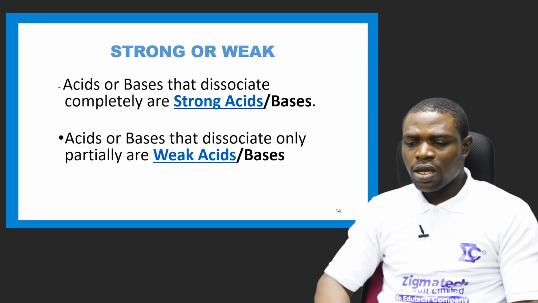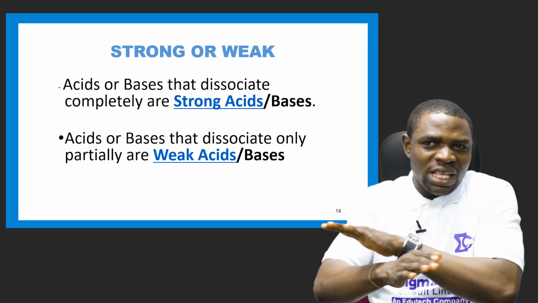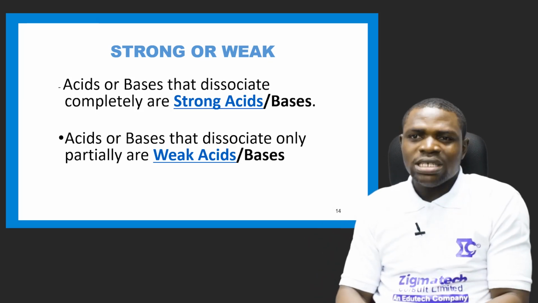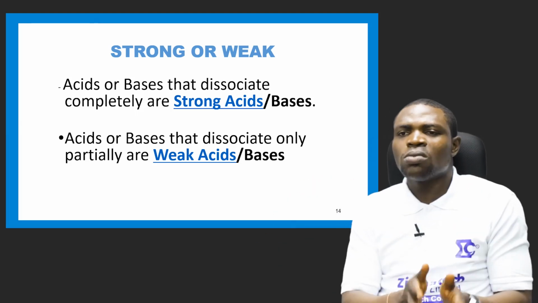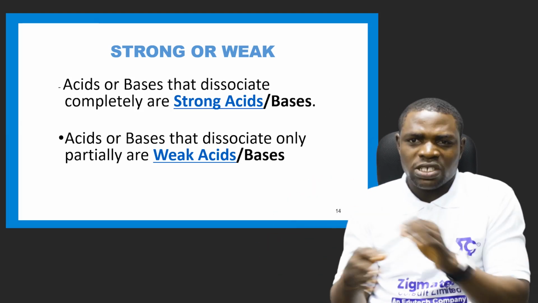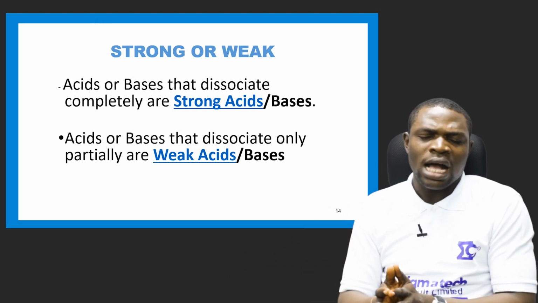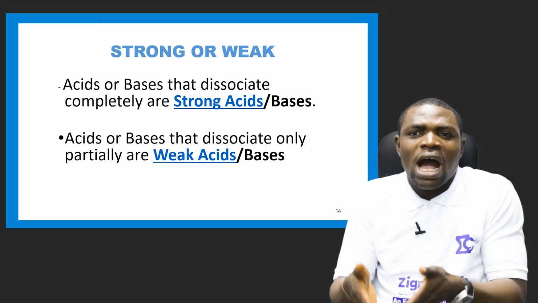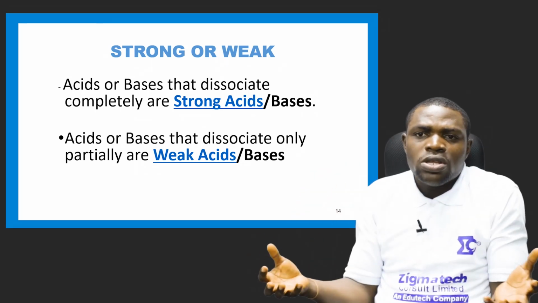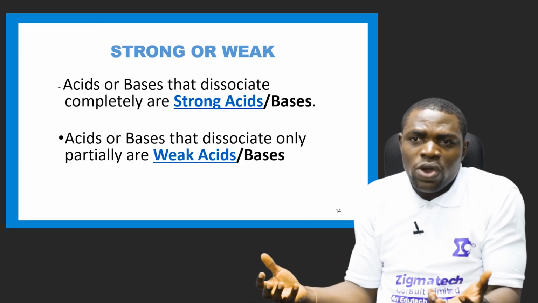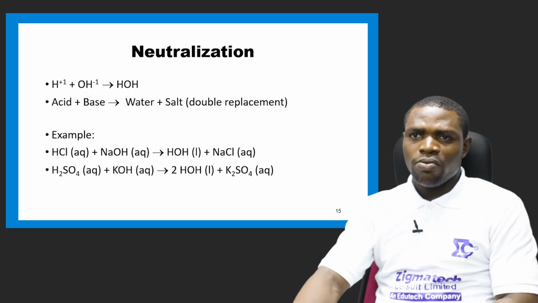Can I say that again? Please note this. When acid or base dissociate completely in any solvent, they come out very strong. They are called strong acid and strong base. But when they dissociate partially, then we refer to them as weak acid. Why? Because part of the hydrogen ion in their content still remains with them. So they dissociate partially, which means they are weak. But when they dissociate completely, they become very strong.